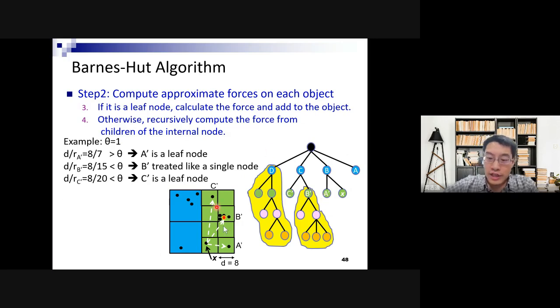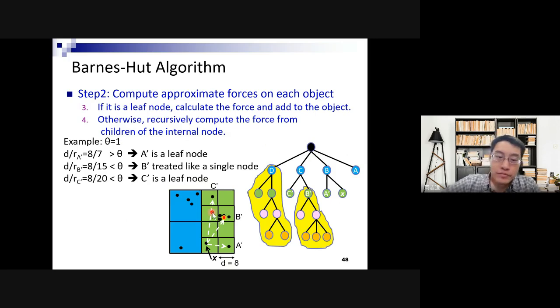So in this example, the number of objects we need to compute the force from will be D, C plum, B plum, A plum, and A. So it's only 1, 2, 3, 4, 5. Originally, as we know, this probably has 10 objects, but for our approximation, we only need to compute the force from 5 approximated clusters or objects. So that's why we can reduce the time complexity.